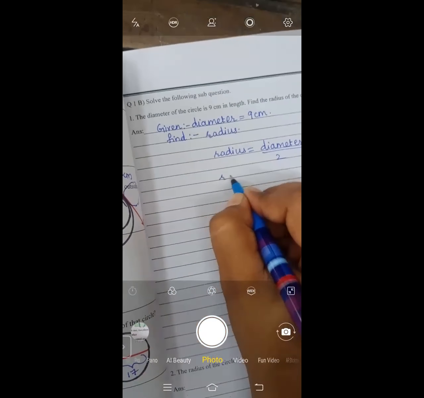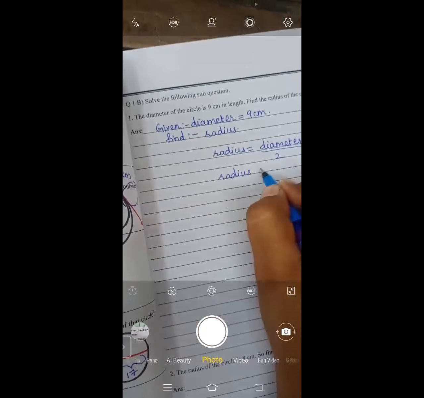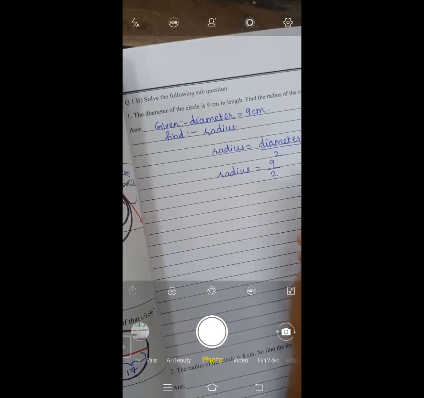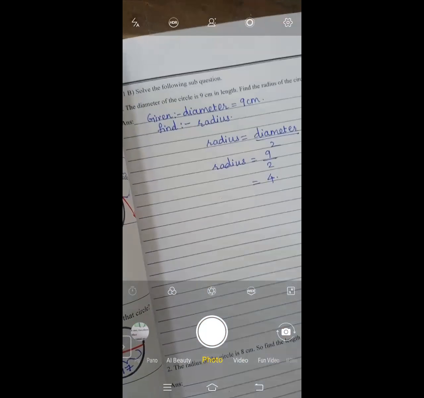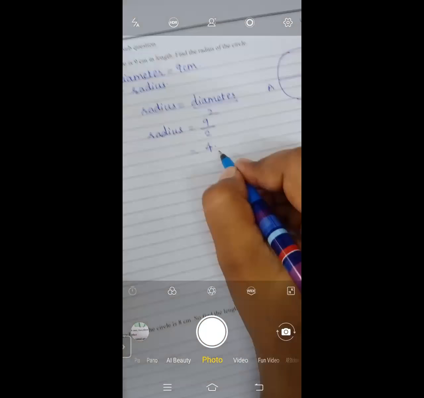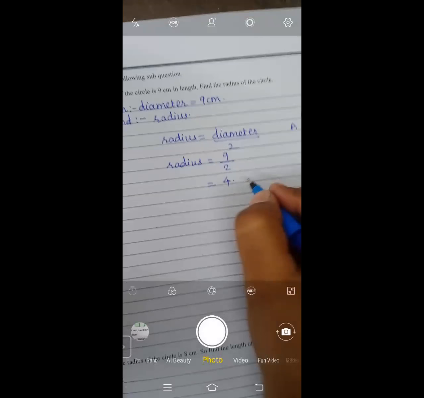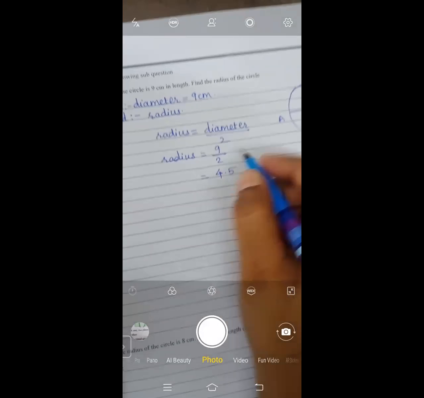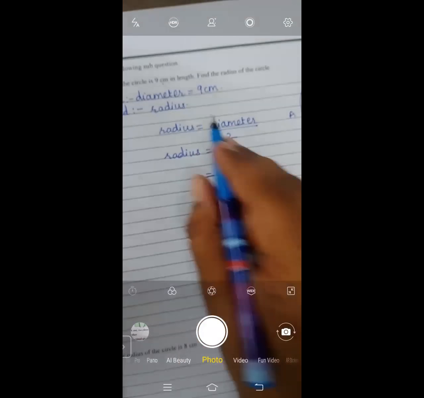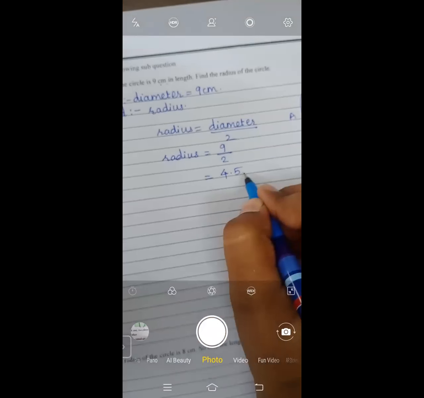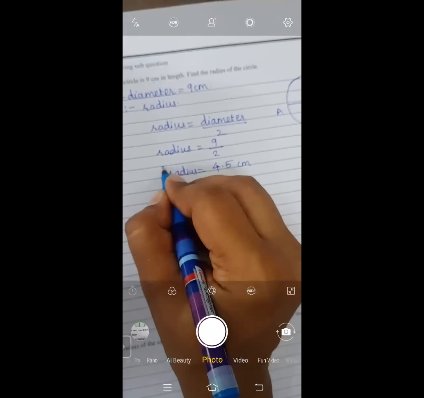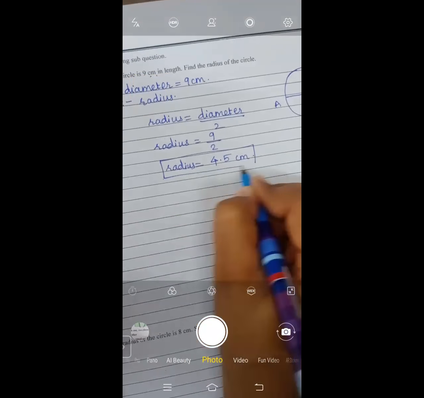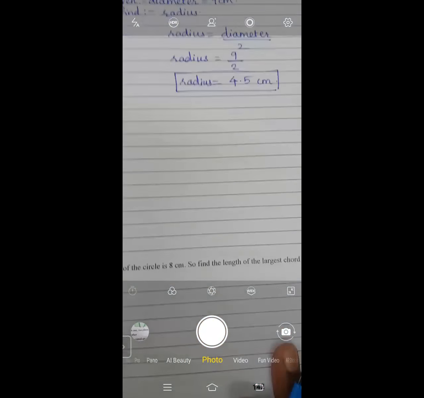Substitute the value. 4 2s are 8, 1 is remaining. Place a decimal point, you will get 0 on it. So 2 5s are 10. The given unit is centimeter. Diameter has the unit centimeter, so the radius will have the unit centimeter. This is your answer.